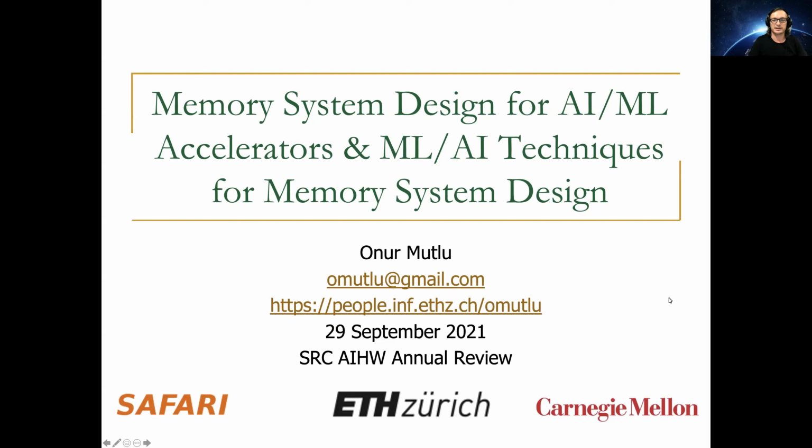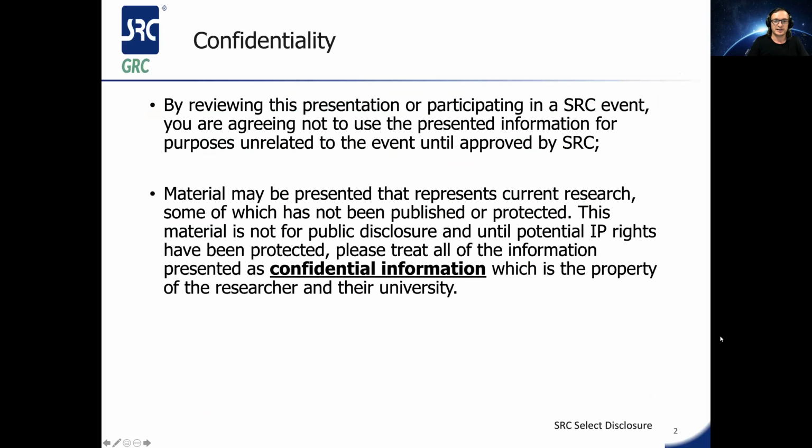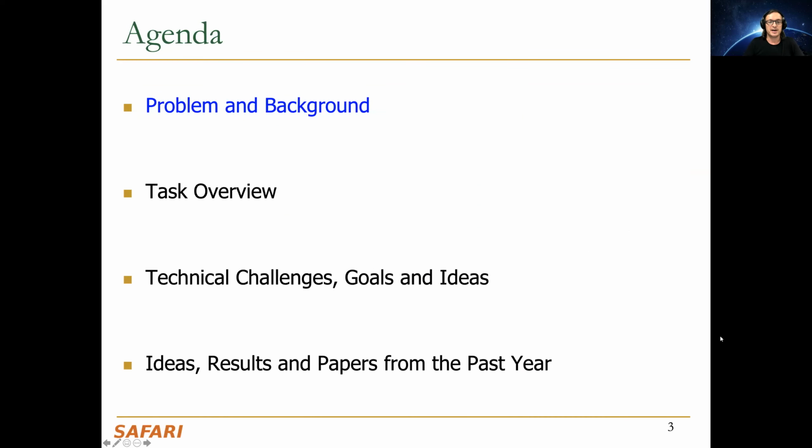I'll give an overview of our task, Memory System Design for AI/ML Accelerators and ML/AI Techniques for Memory System Design. I'll first give an overview of the problem and background, an overview of the task very quickly, since we have done it for two previous presentations, then give an idea of the technical challenges we're solving, our goals and ideas, and mainly focus on our ideas, results, and papers from the past year.